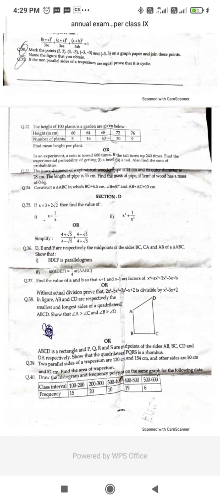First of all, we are starting with question number 35 of section D. If x plus 3 root 2 is equal to 3 plus 2 root 2, then find the value of x plus 1 by x and x square plus 1 by x square. So how are we going to do it? We are going to do it by rationalizing the denominator.